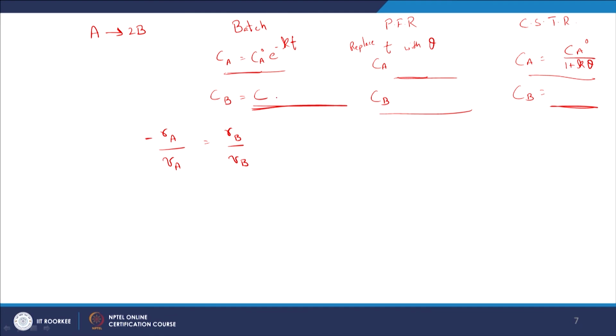And then for batch we said it is dC by dt, for plug flow dC by d theta, and so on with the CSTR, and we were able to express the concentration of B as a function of the concentration of A, right? That is what we were able to do with this particular equation. And then we calculate the concentration of B for all the 3 cases. So with that, I will wrap up this session, and we will continue with one other reversible reaction case in the next session, please.